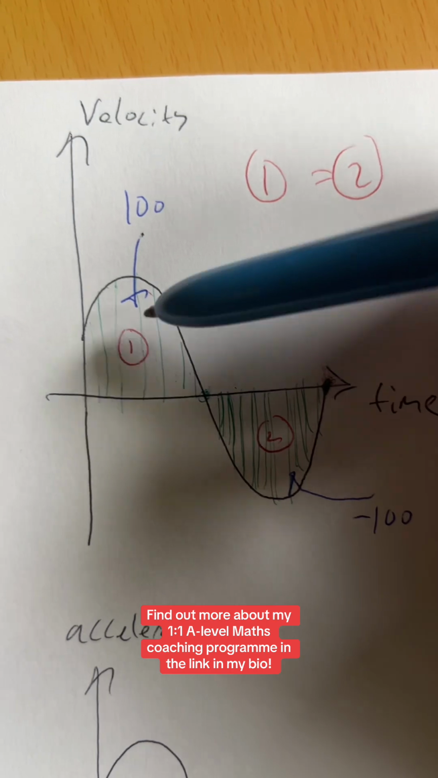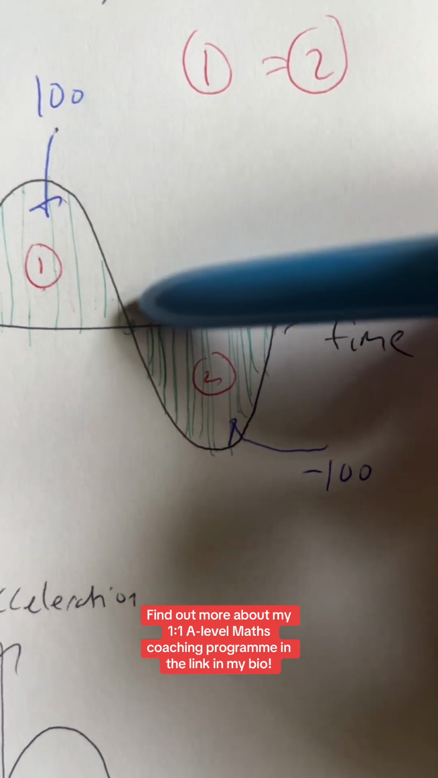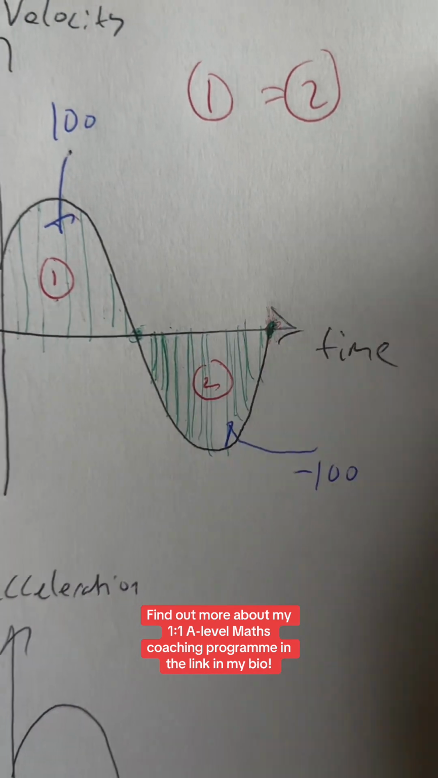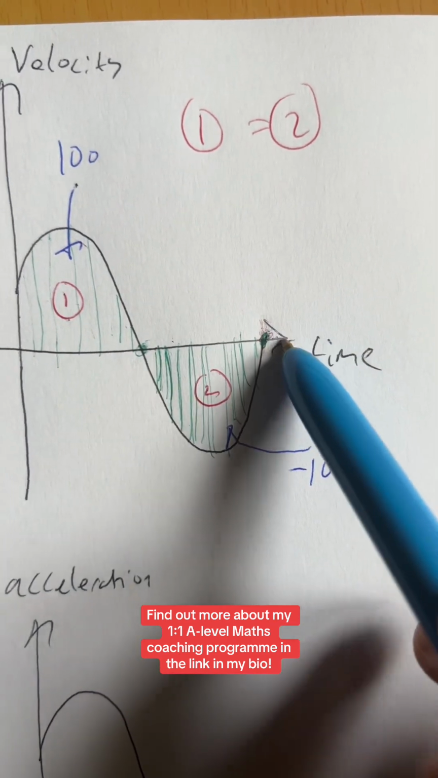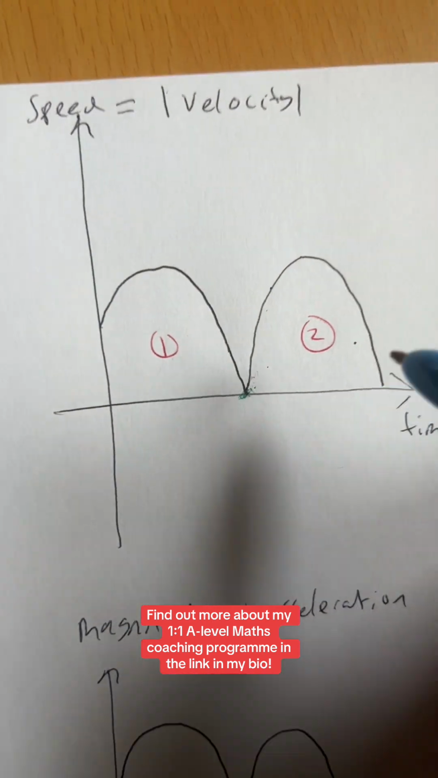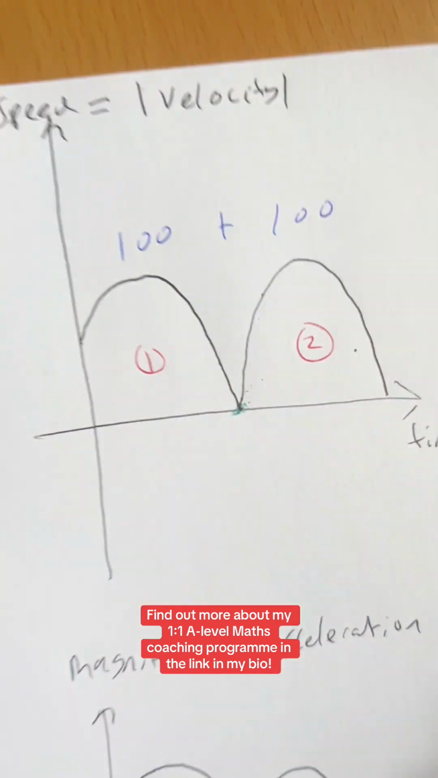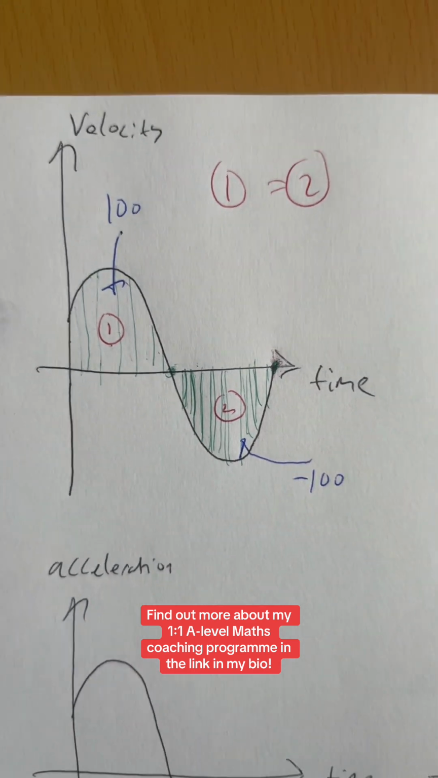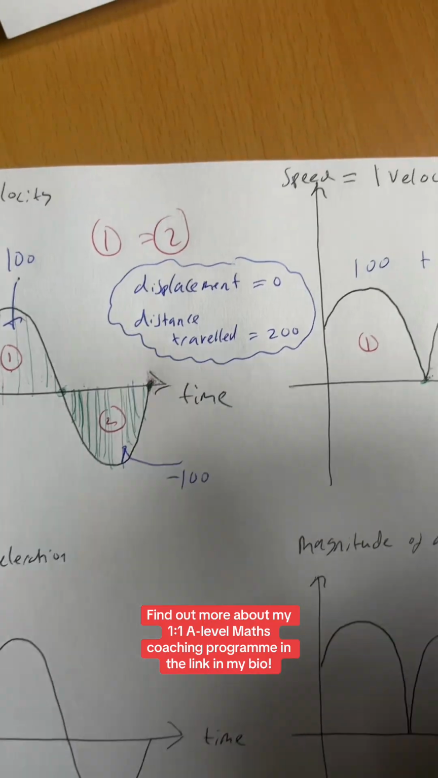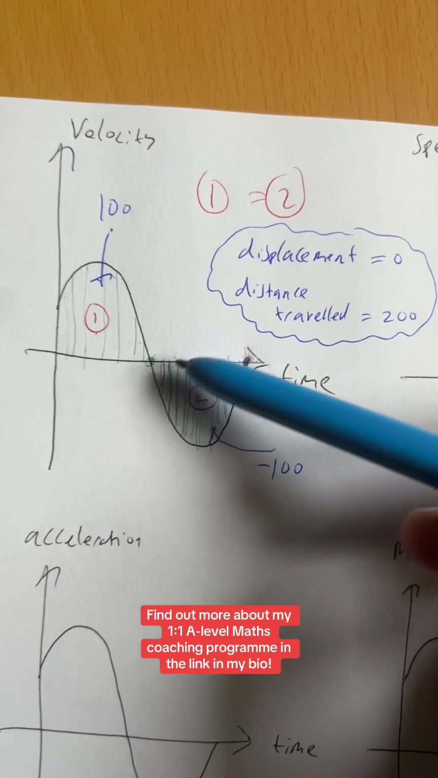So again, let's say that that area there is 100 when we integrate this, and when we integrate this part of the curve from here to here, let's say we get minus 100. So your total displacement is 0, right? Because you've ended up back where you started. However, your distance traveled is 100 plus 100. So you've traveled 200 meters, but because you got back to where you started, your displacement is actually 0. So hopefully this makes sense, and you can see the difference between speed and velocity and displacement and distance traveled.